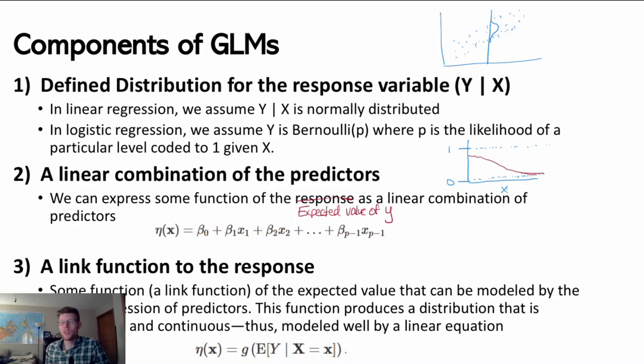A linear equation doesn't really work well if we have a discrete distribution or we have a lot of bounding on what y can take. So if we can make that transition and find a link function that transforms the expected value of y to a distribution that has those properties, we can do this.